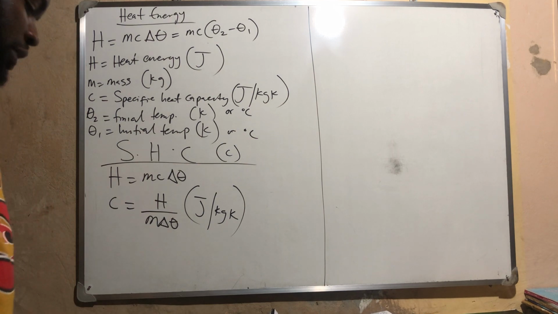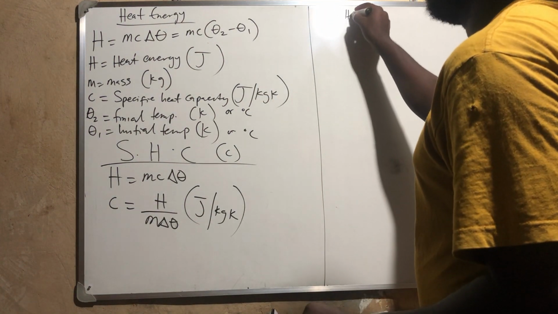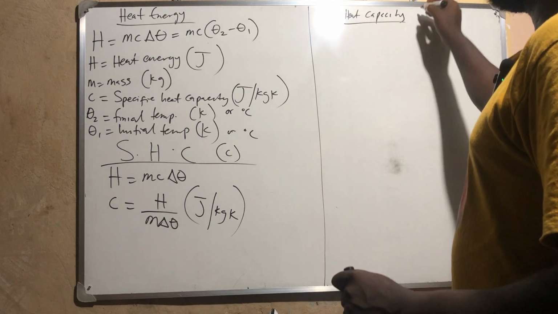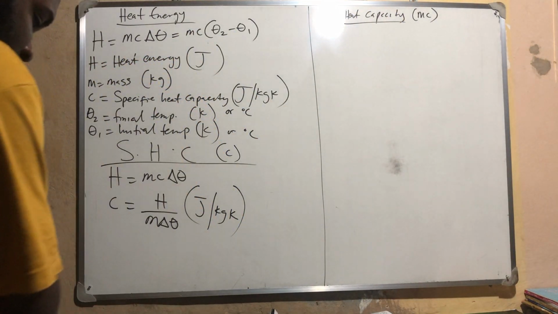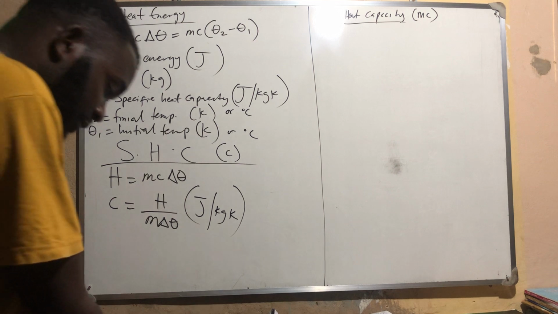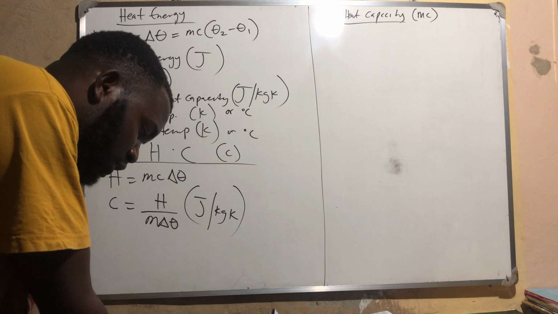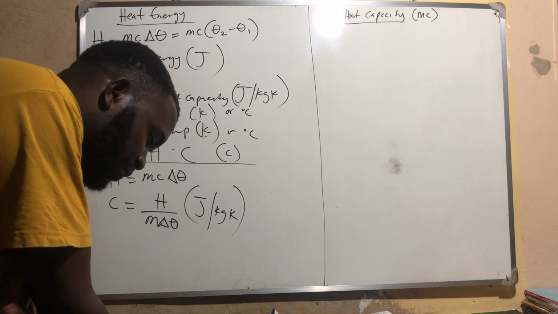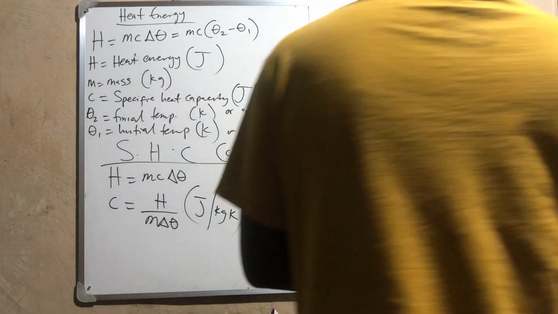So the next thing you write for me is thermal or heat capacity. Know that there is a difference between specific heat capacity and heat capacity. Heat capacity is simply the product of mass and the specific heat capacity, MC. They say that heat capacity of a substance is defined as the quantity of heat required to raise the temperature of a whole body of the substance by 1 Kelvin, and it is denoted by MC, measured in joule per Kelvin.